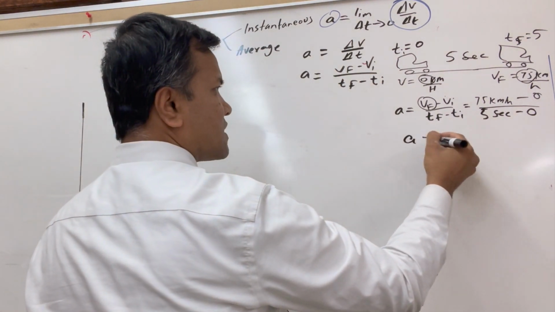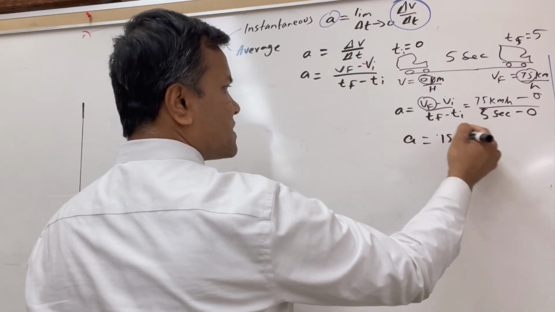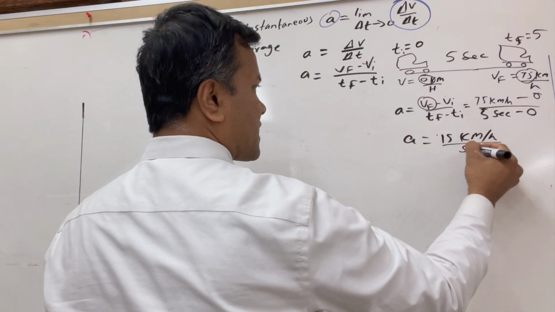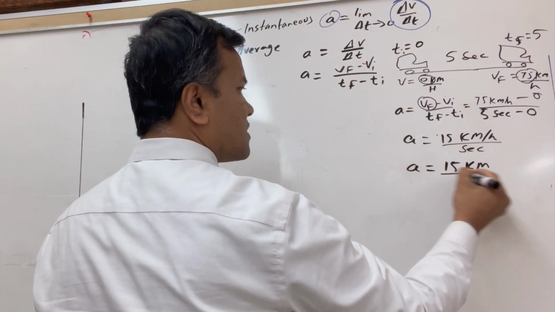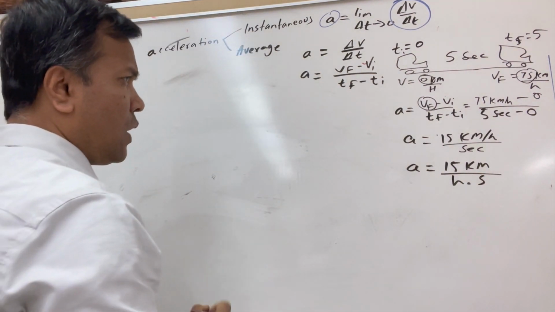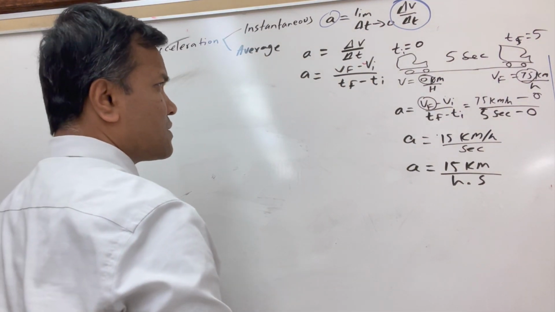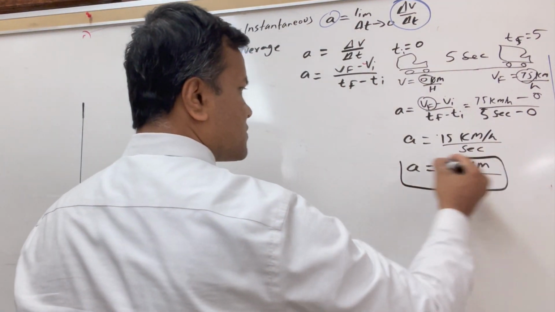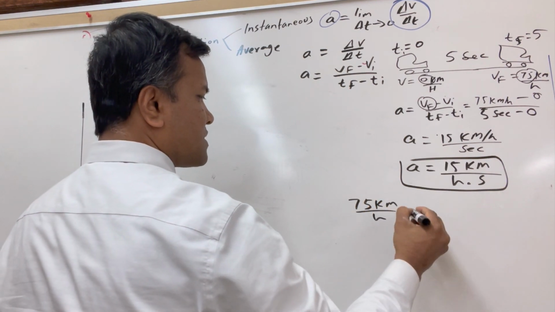So acceleration is 75 over 5, which is 15. So 15 kilometers per hour per second. Or we can write it as acceleration is 15 kilometers per hour second. We can write it like this, but better is to convert it to SI units. So we can convert 75 kilometers per hour to SI units.